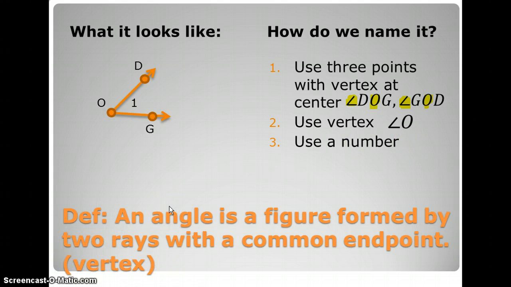Option 2 was to use just the vertex. Angle symbol again, it's angle O. And the other option is to use a number. Now, this number 1, it's just the name of the angle. It is not the measurement of the angle. It's not a 1-degree angle. We're just calling it angle 1. It's a little unusual to call something a name by number, but that's the way it is in angle measurements.